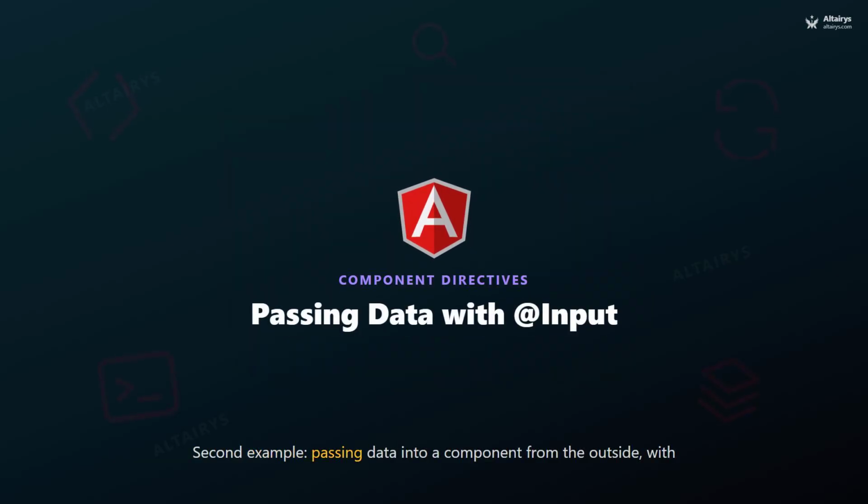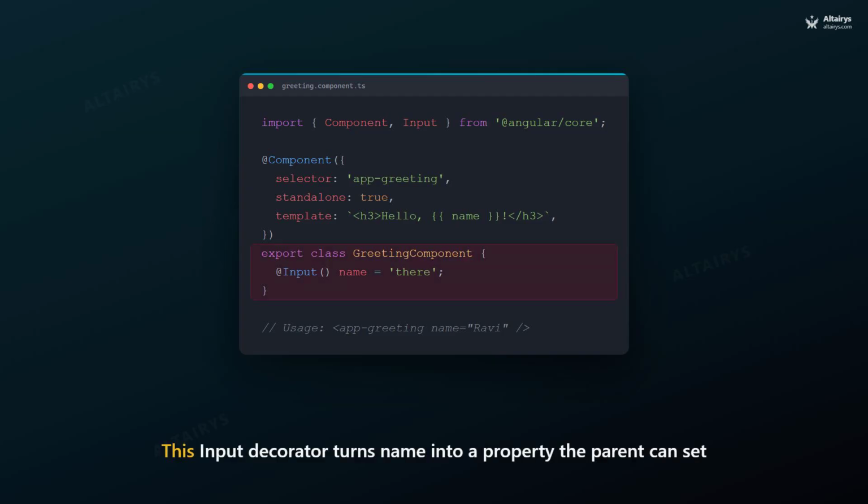Second example, passing data into a component from the outside with input. This input decorator turns name into a property the parent can set directly, like an attribute. If nothing's passed in, it falls back to there. Inside the template, we just read that property with double curly braces, same as any other class property. So from outside, you set it exactly like an HTML attribute, name equals Ravi, and the component renders hello Ravi.